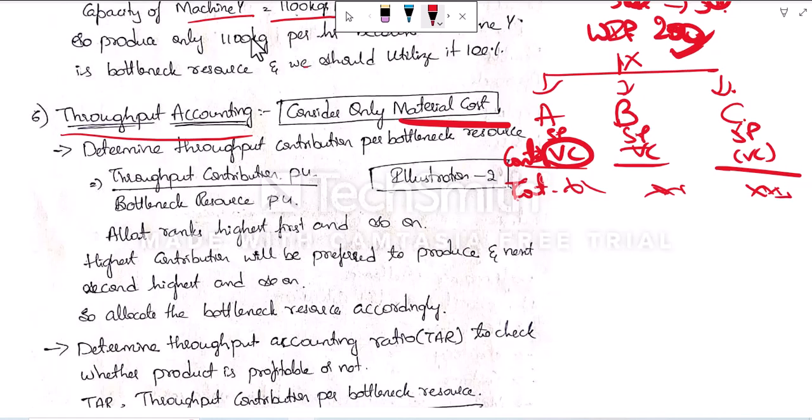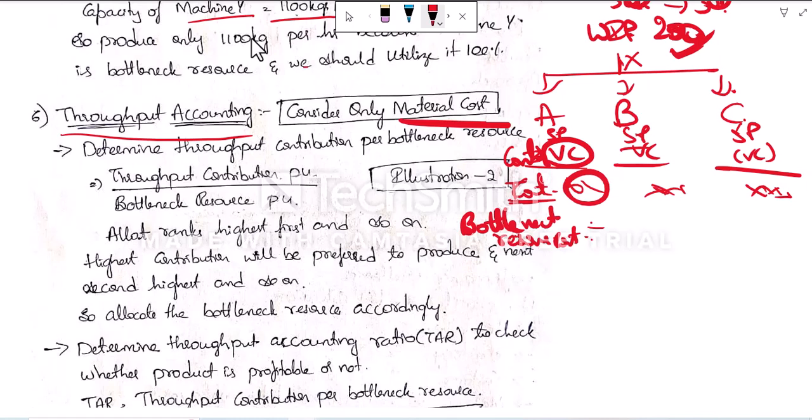After calculating the contribution, we should calculate bottleneck resource contribution. Means contribution per bottleneck resource. How we should calculate this? By dividing the total contribution by the bottleneck resource per unit. Means for total contribution we have already found out the throughput contribution. How to calculate the bottleneck resource per unit? It is already given in the question.